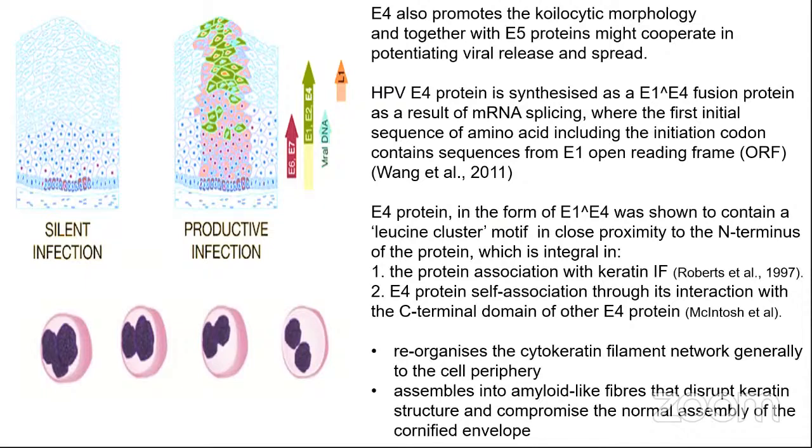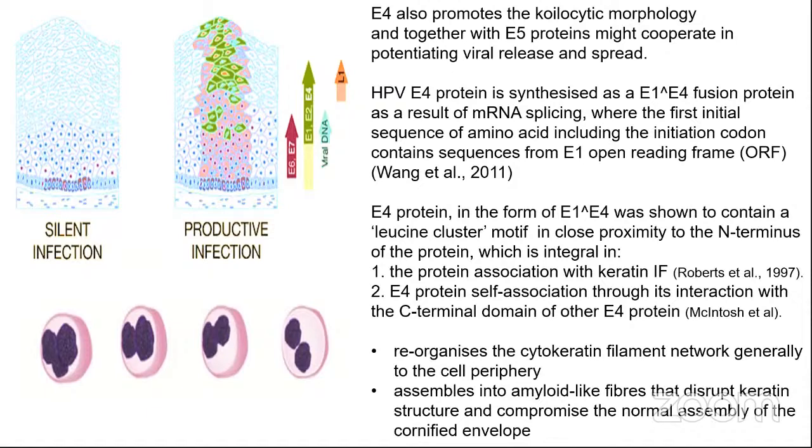HPV E4 protein is synthesized as a fusion protein with E1. This is a function of mRNA splicing. And this E4 protein in the form of a fusion protein was found to contain a leucine cluster motif. Now, this proximity to the N-terminus of the E4 protein is integral to the association of this fusion protein with keratin intermediate filaments. Keratin intermediate filaments, as we know, help to anchor the nucleus within the cell.